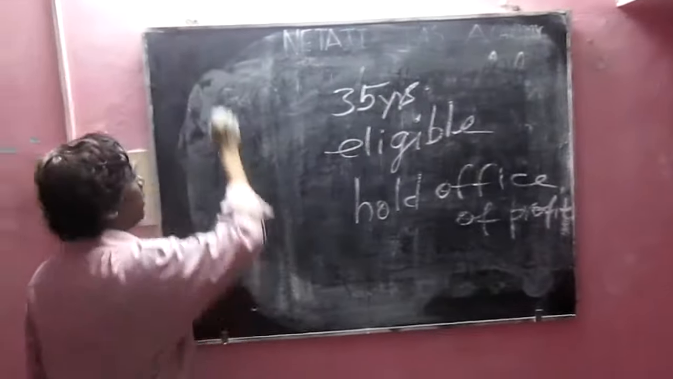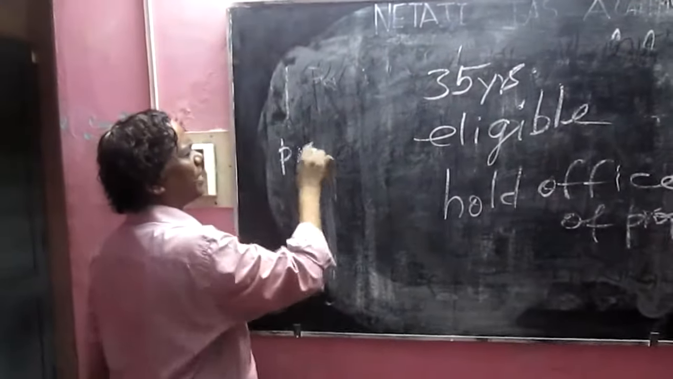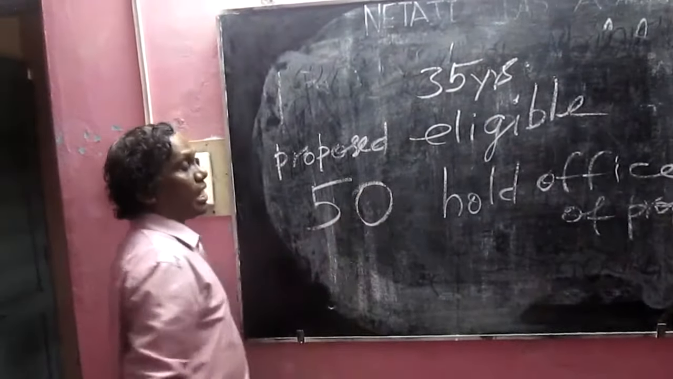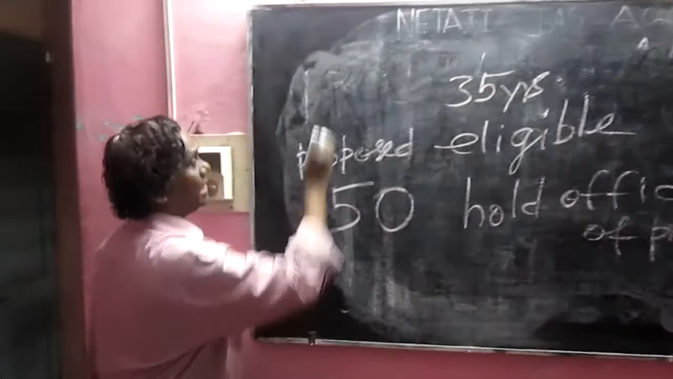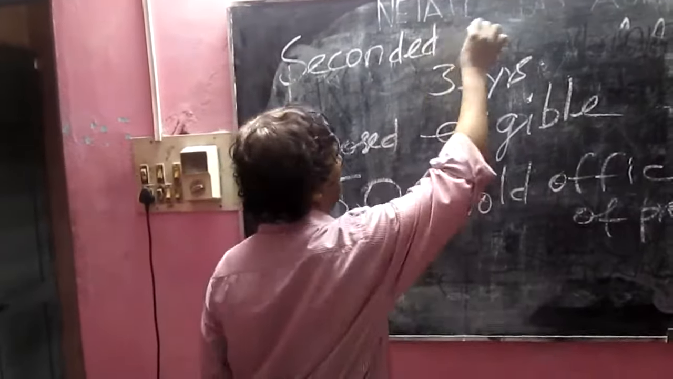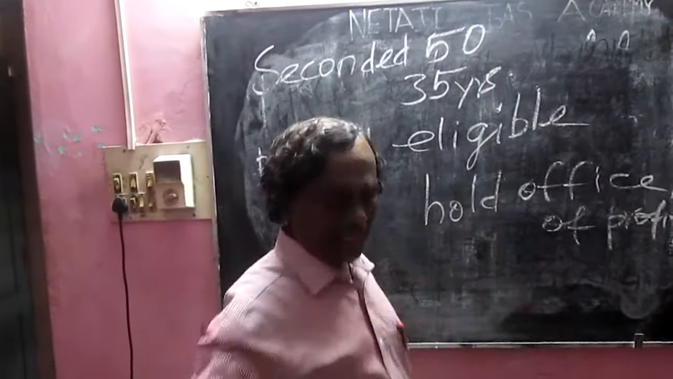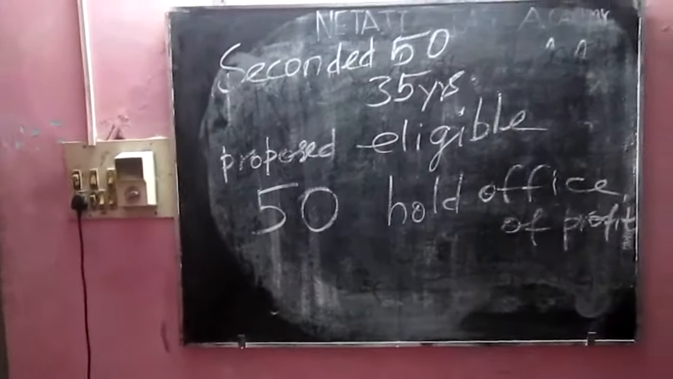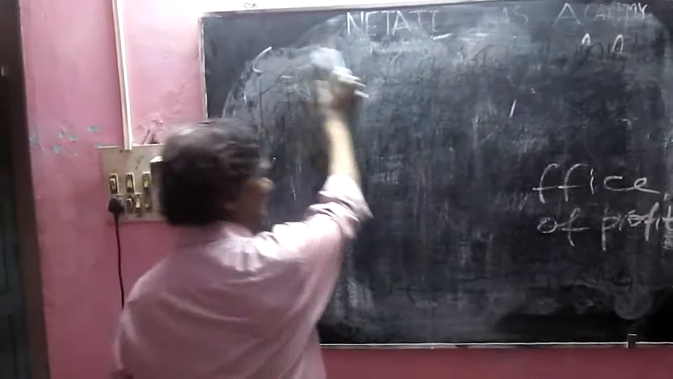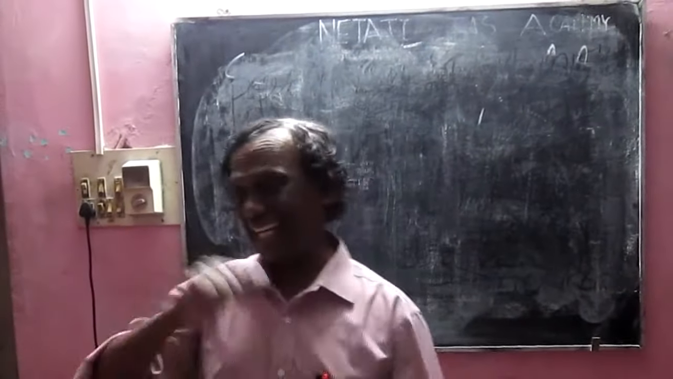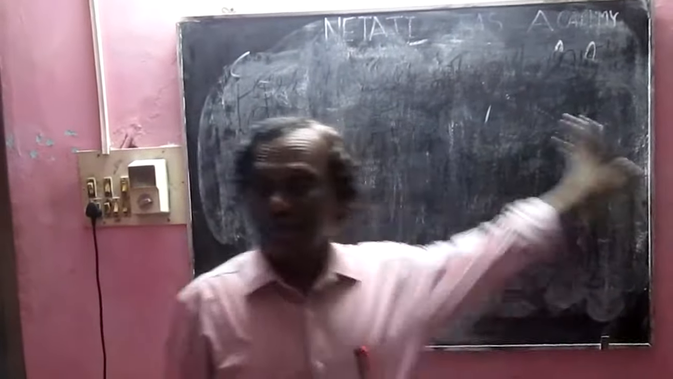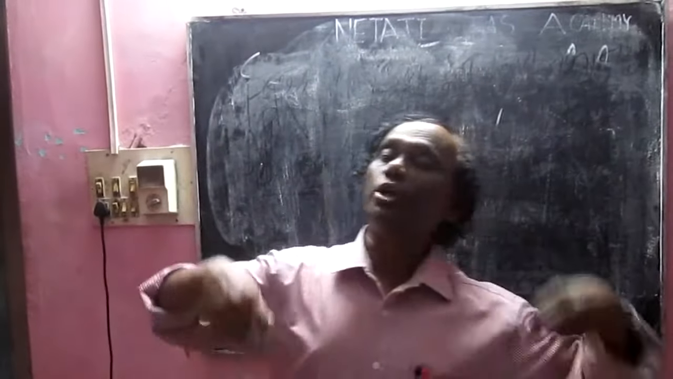Number 6, should be proposed by at least 50 members of parliament and seconded by 50 members of parliament. It is a legal procedure. Kindly make a note. To contest as president, a candidate needs signature of 100 MPs, 50 plus 50. We go next.